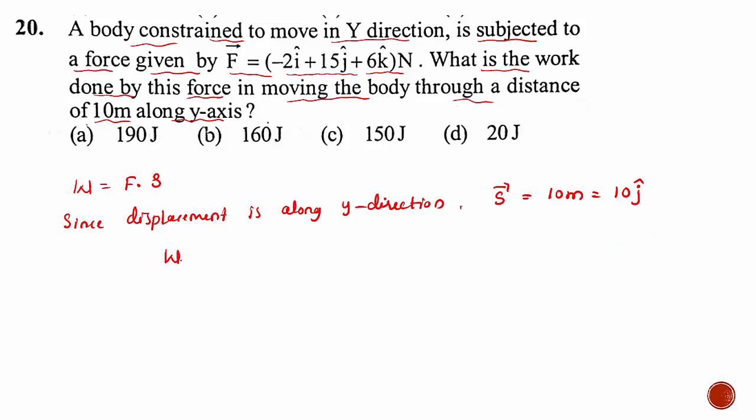Now W equal to force, which is given minus 2 i cap plus 15 j cap plus 6 k cap, dot S value, which is given 10 j cap. So we will get the answer. W equal to 15 into 10 is how much? 150 joules. Because i dot j is 0, k dot j is 0, j dot j only equal to 1. So we can write 150 joules. Option C is correct.